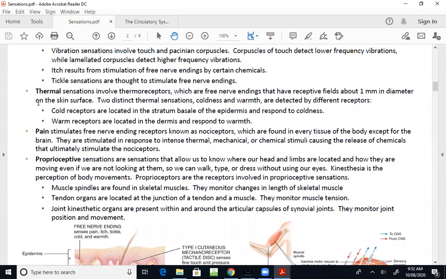Thermal sensations involve thermoreceptors, which are also free nerve endings. Two distinct thermal sensations exist: coldness and warmth, detected by two different types of receptors, what we literally call cold receptors and warm receptors. For whatever reason, I've never really researched why, but cold receptors are in the epidermis. Warm receptors are located in the dermis, responding to warmth versus responding to cold. Now, there's kind of a window in which we can stimulate either the cold receptors or the warm receptors, because if you go too cold or too hot, what are you going to stimulate instead of them?